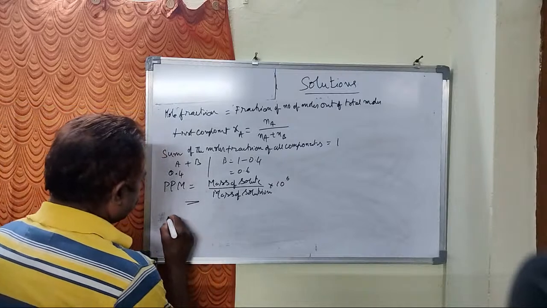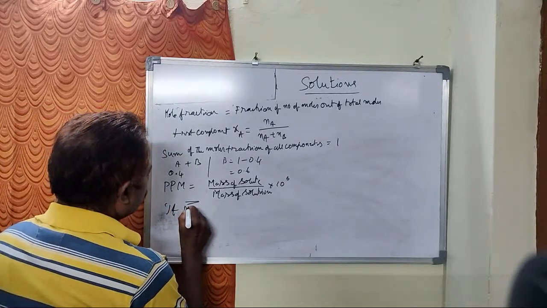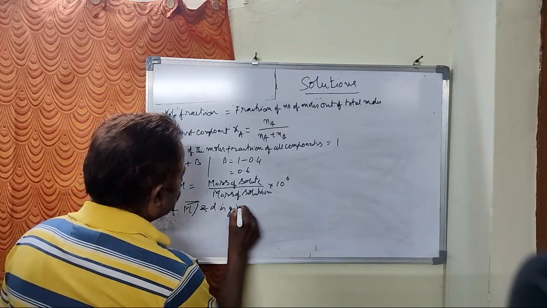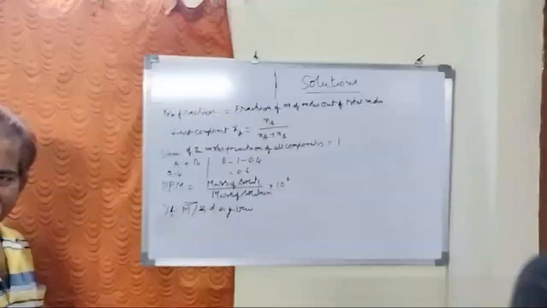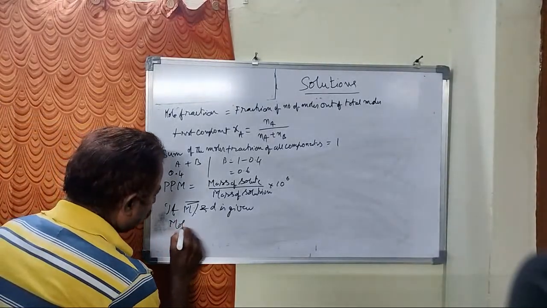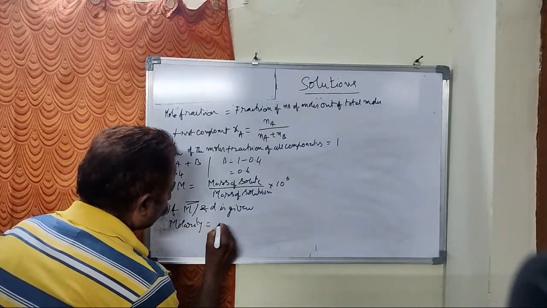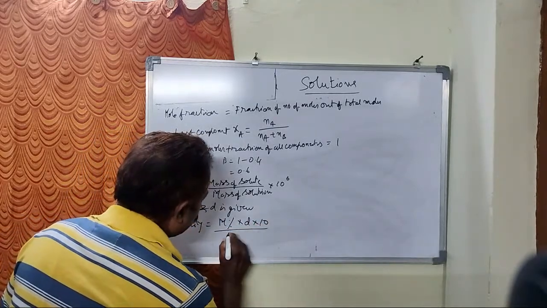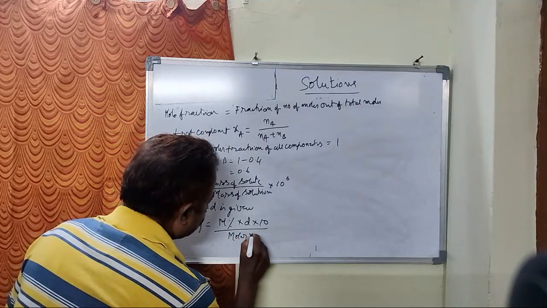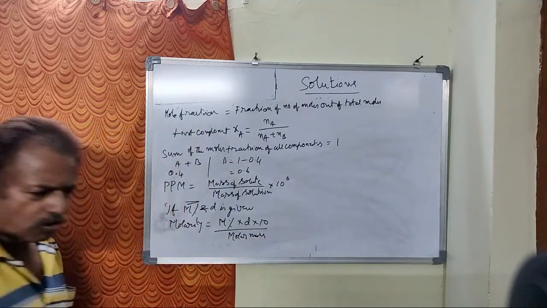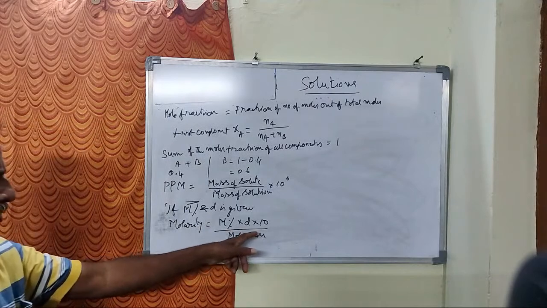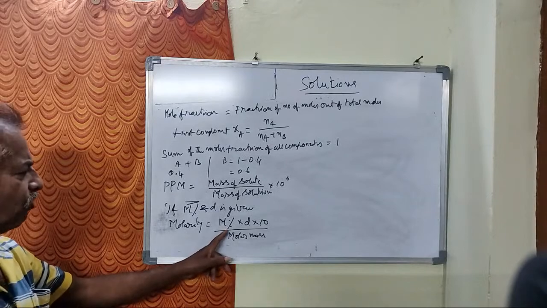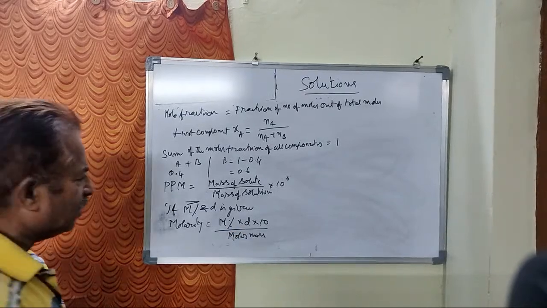Now, an important point: if mass percentage and density are given, then molarity equal to mass percentage into density into 10 by molar mass. This is the molar mass. So by using this formula, we can find the molarity very easily. So molarity equal to mass percentage into density into 10 by molar mass.